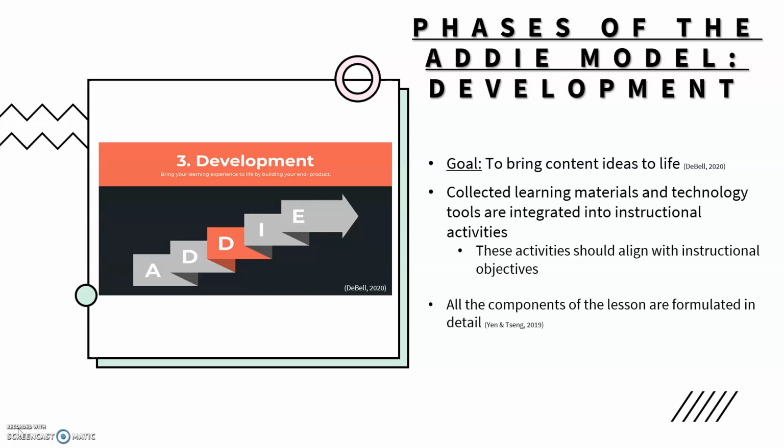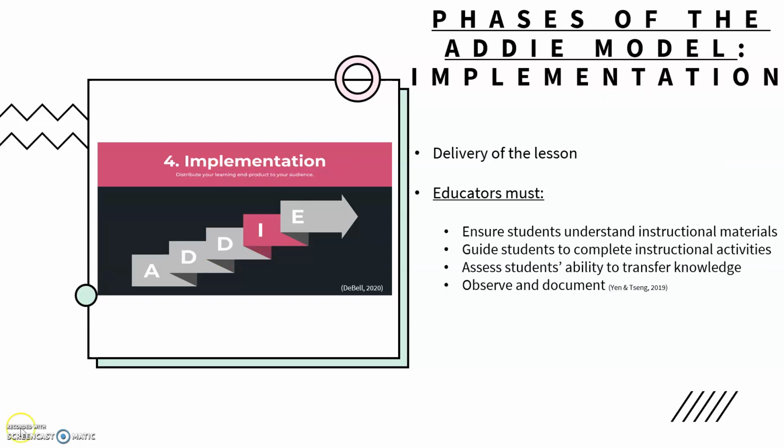The main goal of the development phase is to bring content ideas to life. During this phase, content is created from the prototype of the lesson generated in the design phase. The main task for designers during this phase is to organize the collected learning materials and technology tools and explore how to integrate these materials and tools into instructional activities to align with specific instructional objectives. During this phase, all of the components of the lesson are formulated in detail for instructors to implement during the next phase. The fourth phase in the ADDIE model is implementation.